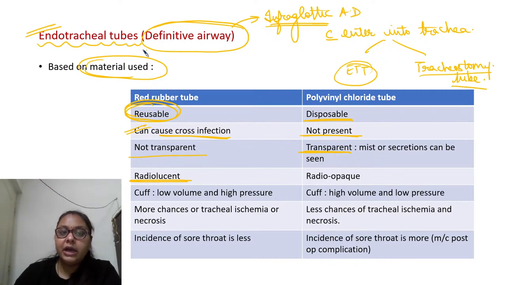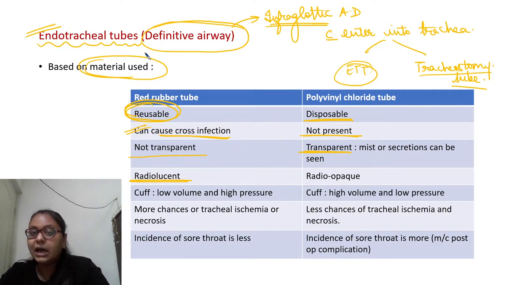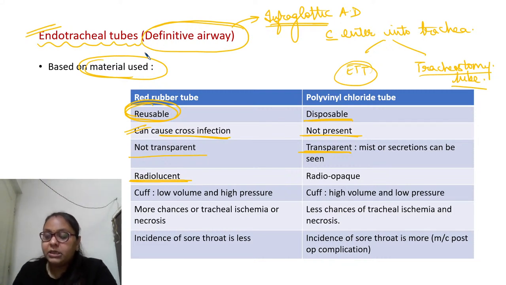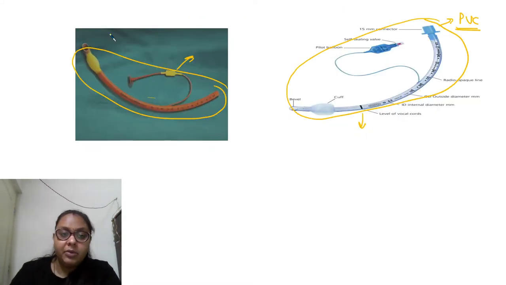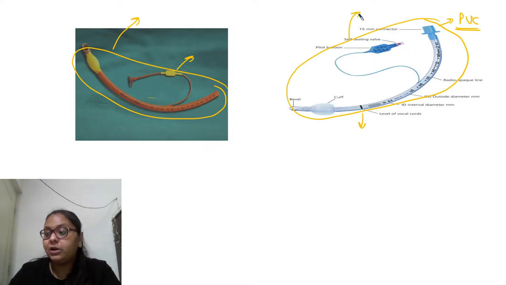Now is it clear? So the endotracheal tubes, I was telling you, these are the infraglottic airway devices, okay, which enter into the trachea. So this is now the infraglottic, subglottic airway devices, and depending upon the material used, these are of two types. These are the red rubber tube and the polyvinyl chloride tube, which is transparent in nature.